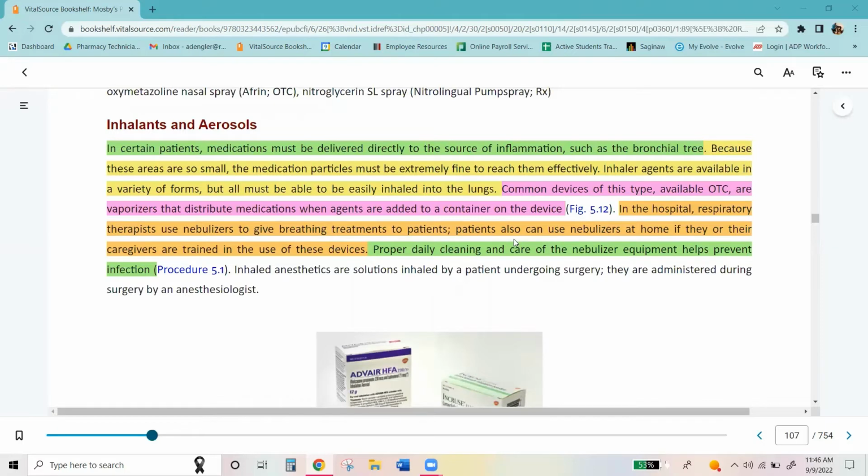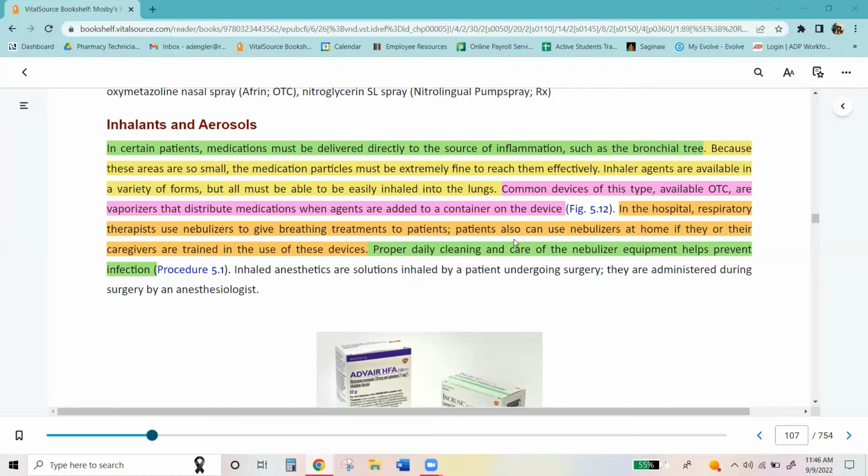In certain patients, medications must be delivered directly to the source of inflammation, such as the bronchial tree. Because these areas are so small, the medication particles must be extremely fine to reach them effectively. Inhaler agents are available in a variety of forms, but they all must be able to be easily inhaled into the lungs. Common devices of this type are available OTC.